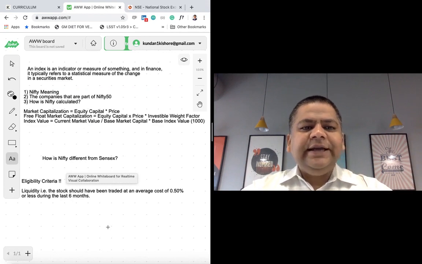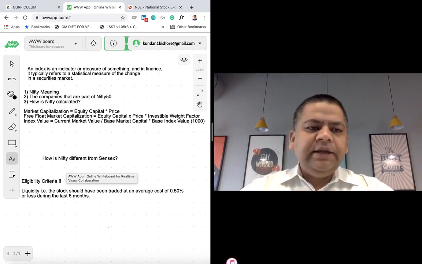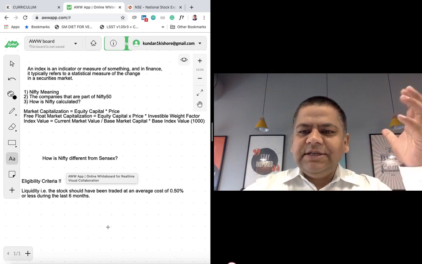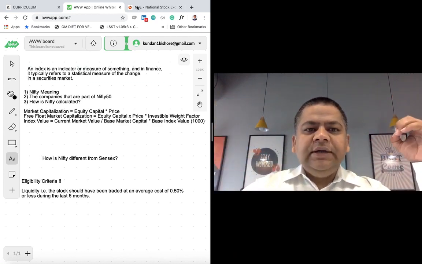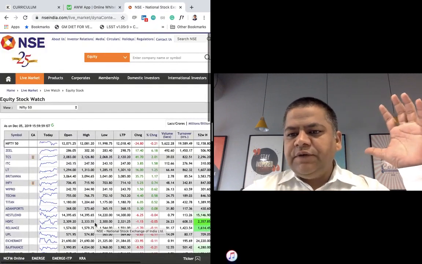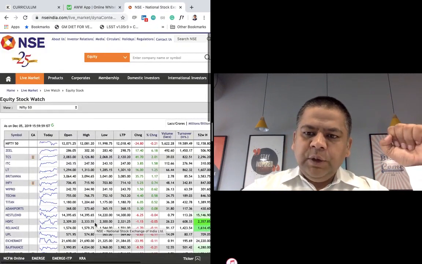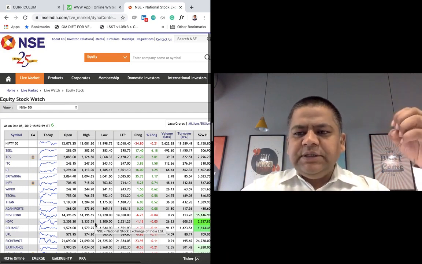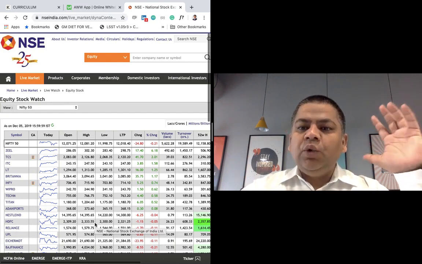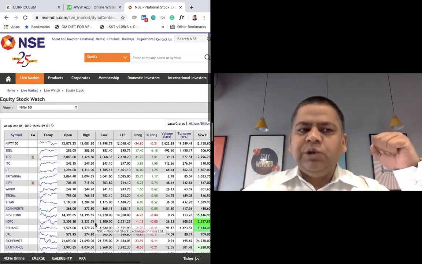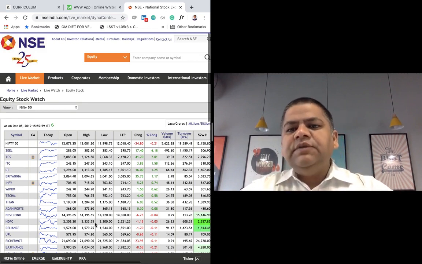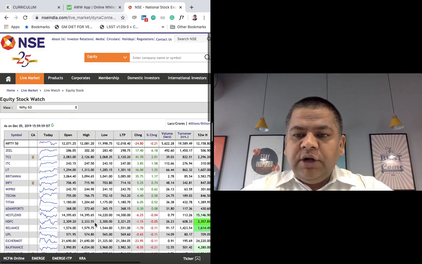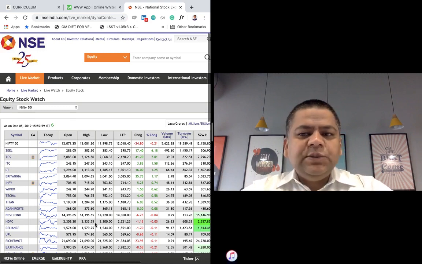An index is an indicator or measure of something, and especially in finance, it's a statistical measure of the change in the overall security market. So what they did was select the top 50 companies from the top 15 sectors of the economy. When I say top 50 companies, that may not always hold completely true. There are more criteria, but generally the companies they select are good companies, widely held companies, companies with a lot of customers, a good track record, and a good market capitalization as well.